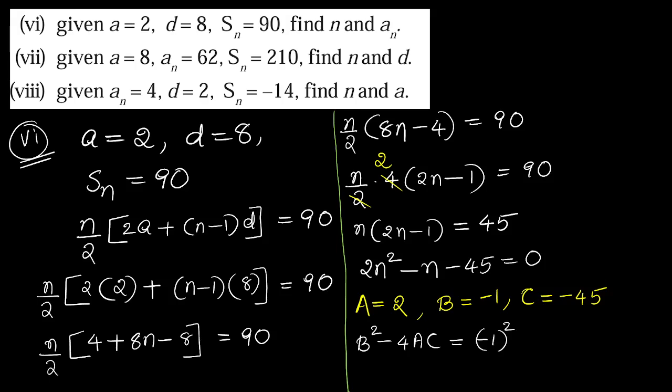Sir, n is equal to 5, n is equal to minus 9 by 2. But minus 9 by 2 we will not consider, right? Yes, sir. Okay. Then if you have done, then you try the next problem. Seventh question you try. Okay, sir. b square minus 4ac. Understood?